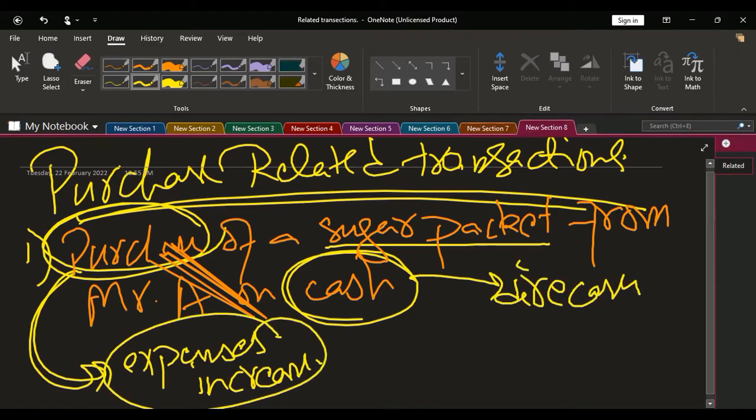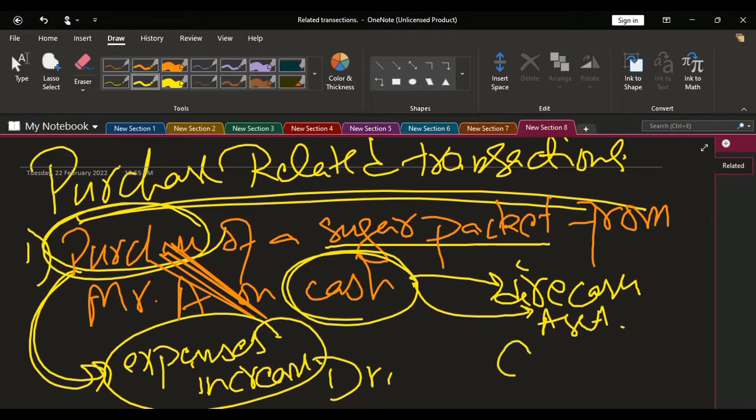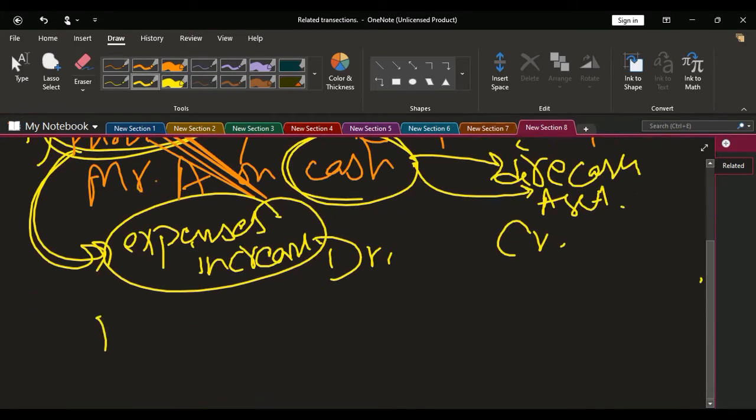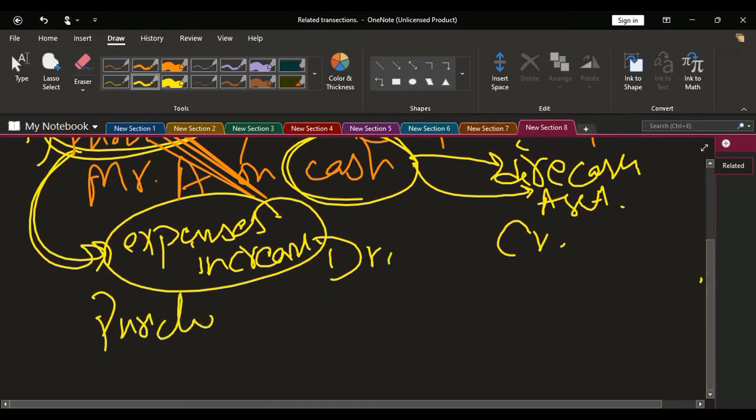So increase in expense will be debited, decrease in asset will be credited. So the entry here will be purchases debit, cash credit.